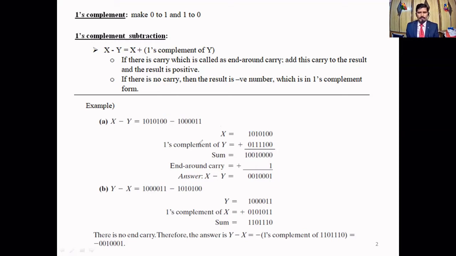Right, so let us go to twos complement. The only difference for twos complement is this: here a carry will come, and that carry you discard. There is no need to add it here, because it is already accounted for in the twos complement. Just discard it. That is the only difference in twos complement.